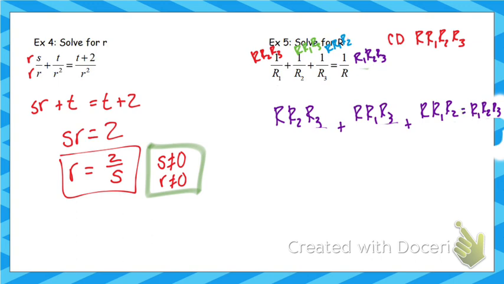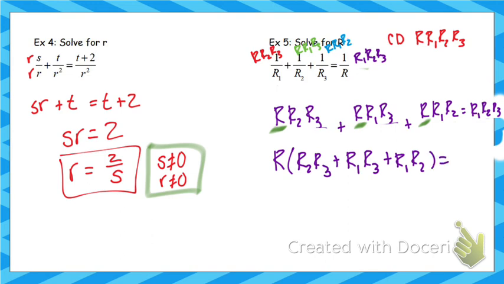Okay. So now again, let's remember what we're solving for. The original problem wants us to solve for regular, plain old R. Every term on the left has an R, which is great. It's already set up the way we want it. That means I can factor it out. So R gets factored out. That leaves me the first term, I have R2, R3. In the second term, R1, R3. In the third term, R1, R2. And I didn't change anything over here.